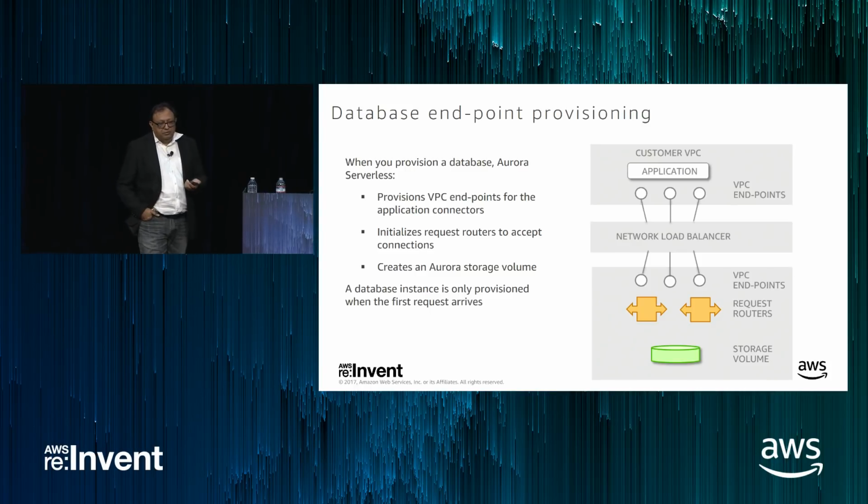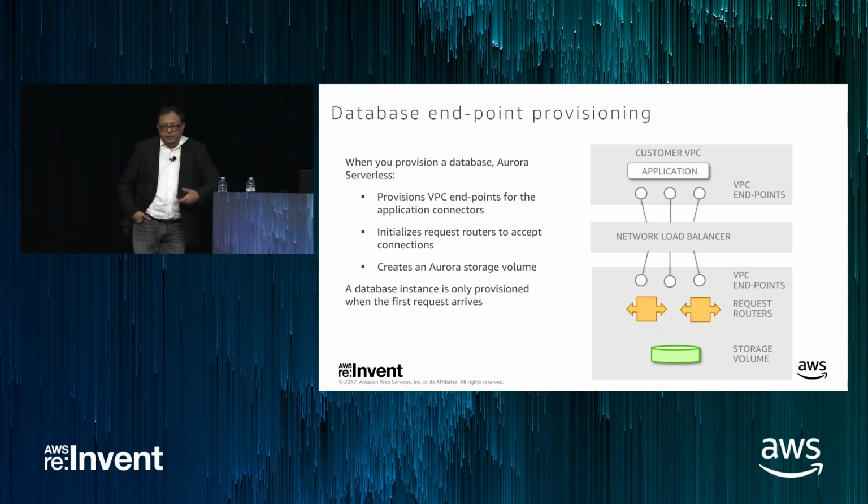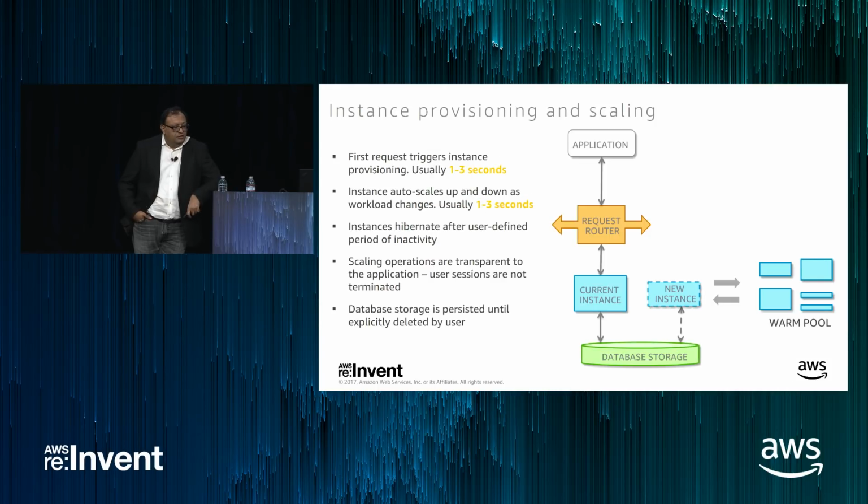So what happens when you provision an instance? What we do is we give you a VPC endpoint, right? We give you an endpoint in each of your 3 VPCs, and it's connected to an IP address. And we set up a network load balancer, and we create a storage volume. And that's basically it. We don't create the database instance until the first request arrives. So the first request triggers the instance provisioning.